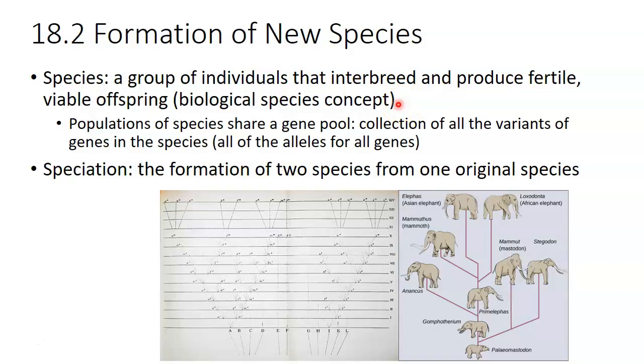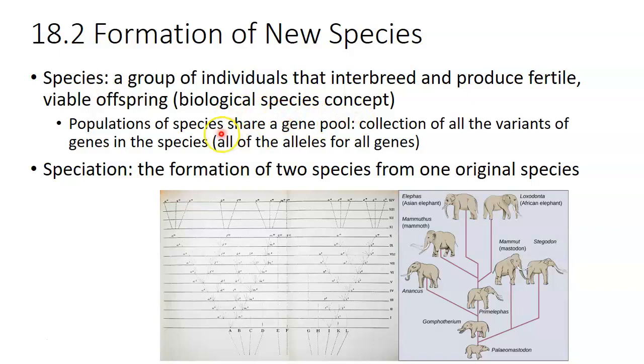Because if you think about prokaryotes like bacteria or the archaea, they don't sexually reproduce. And so this definition doesn't make sense for them. There is another definition for species, but we're going to use this one. Again, it's called the biological species concept.